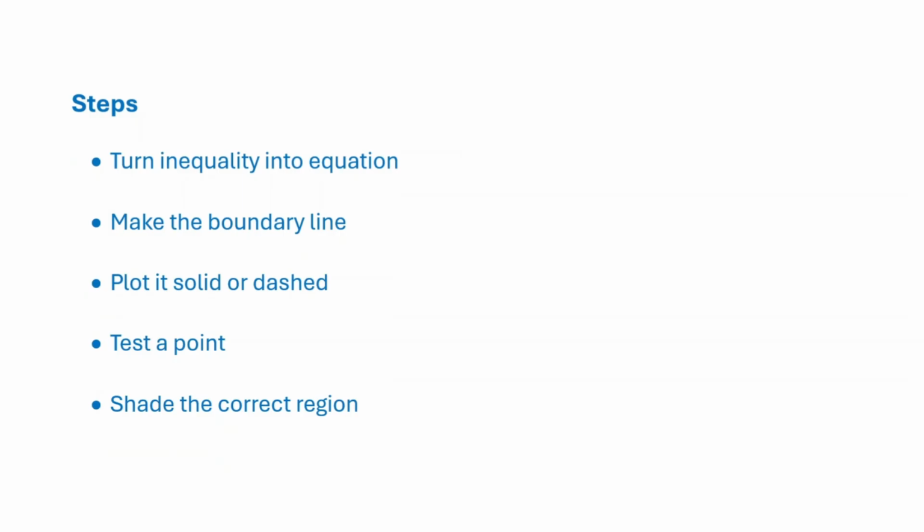Let's have a look at the steps we need to follow to graph a linear inequality. First, we turn the inequality into an equation by replacing the inequality sign with an equal sign. This equation gives us the boundary line. Then we plot the boundary line as solid or dashed, depending on the inequality sign. After that, we choose a test point in one of the two regions. The test point can be any point, as long as it is not on the boundary line. Then we substitute the test point into the original inequality. If the inequality is true, we shade the region containing the test point. If the inequality is false, we shade the region on the other side of the boundary line. This is the method we will use in the examples.